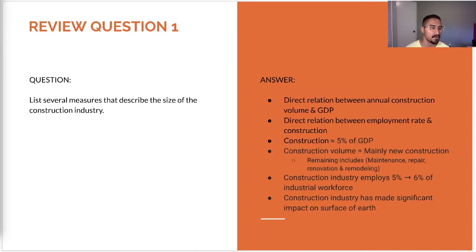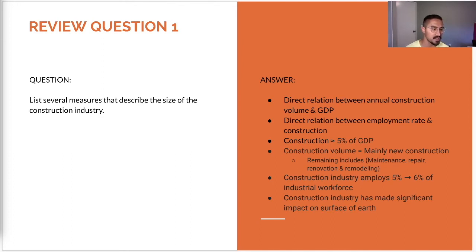So question 1. List several measures that describe the size of the construction industry. There's more than one answer to this question, meaning there are several answers. There's a direct relationship between annual construction volume and GDP, and we know that GDP is the monetary value of all goods and services produced in a given year in a country. There is also a direct relation between employment rate and construction. Construction is about 5% of GDP, and so if GDP is down, overall construction will be down as well.